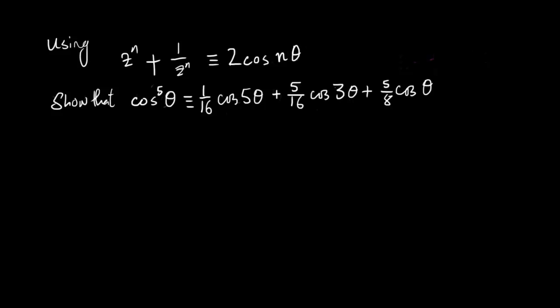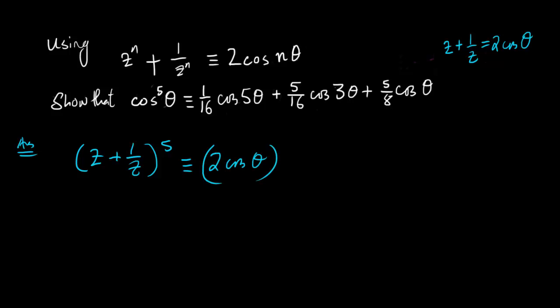The first thing we do is we figure out, if n equals 1, what would be the term? It would be z plus 1 by z equals 2 cos theta. So we are going to use z plus 1 by z to the power 5 because we have to express cos to the power 5. If you consider the right hand side, z plus 1 by z to the power 5 is identical to 2 cos theta to the power 5, and it turns out to be 2 to the power 5 cos to the power 5 theta, which is 32 cos to the power 5 theta. This is the right hand side.